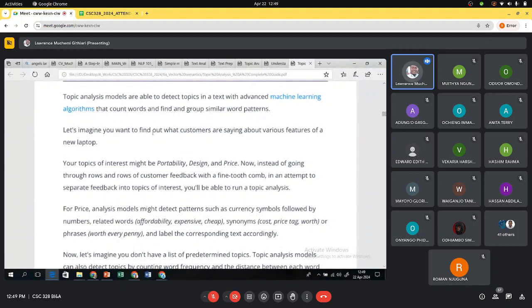So let's imagine you want to find out what customers are saying about various features of a new laptop. Your topics of interest might be portability, design, or price, for example. Now, instead of going through rows and rows of customer feedback with a fine tooth comb, in an attempt to separate feedback into topics of interest, you'll be able to run topic analysis. So we are going to do it here.